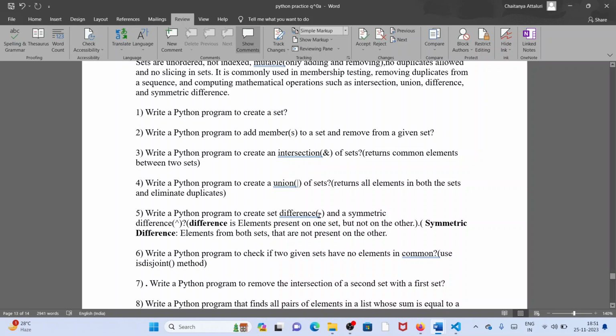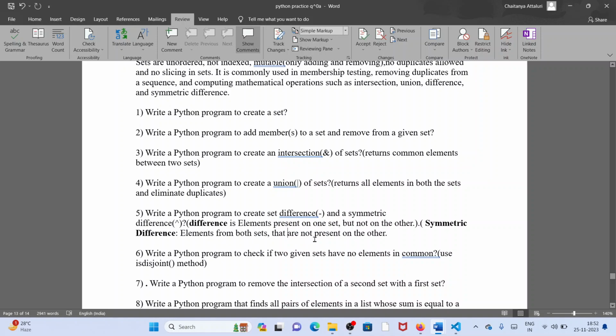The difference is denoted by the minus symbol here, and symmetric difference is denoted by this symbol. Okay, observe here. Difference is elements present in one set but not the other. In symmetric difference, it returns elements from both the sets that are not present in the other. Symmetric difference is quite the opposite of intersection.